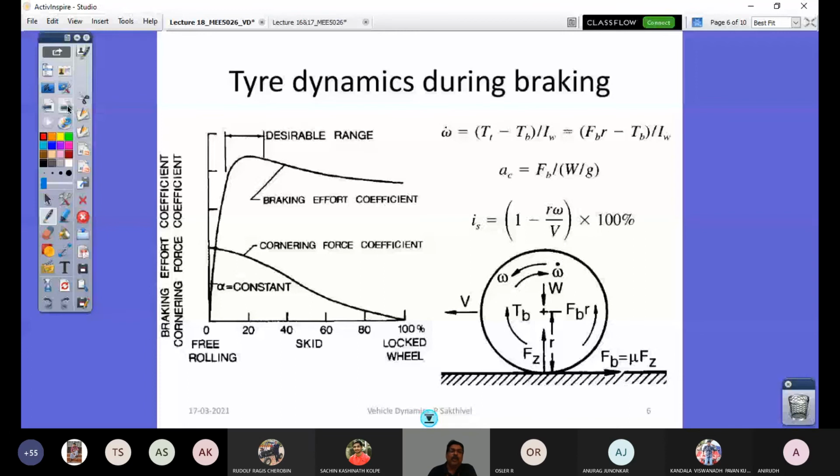Again, you see here, there are two coefficients, braking effort coefficient and cornering force coefficient. These coefficients are defined like this: whatever braking effort you have, divided by the normal load. So what you put is mu p times W. So mu p is otherwise called the braking effort coefficient. So don't use mu p, instead use the term braking effort coefficient, right?